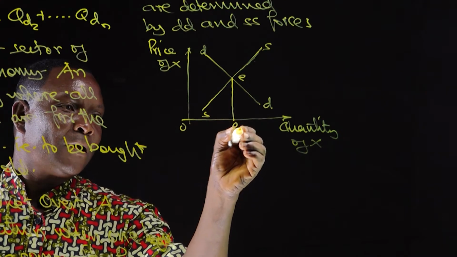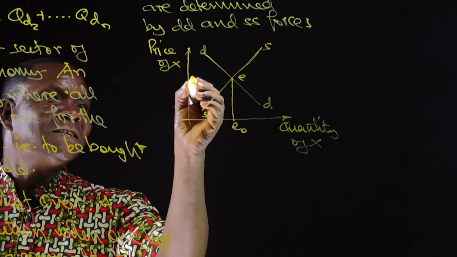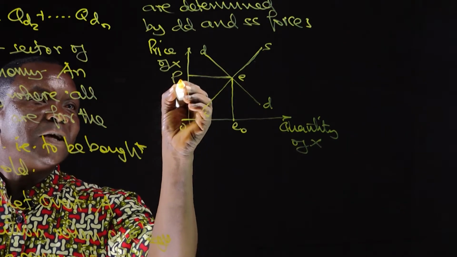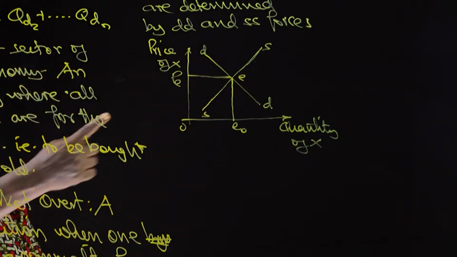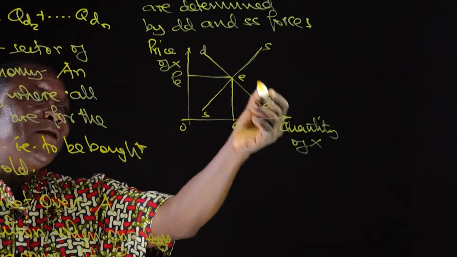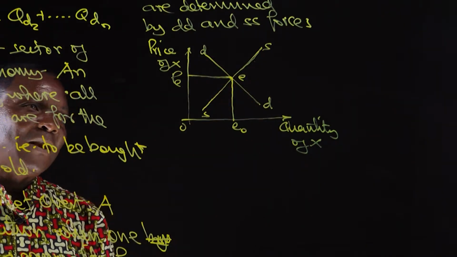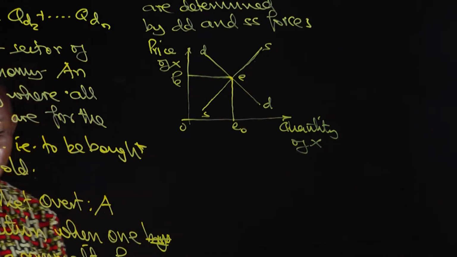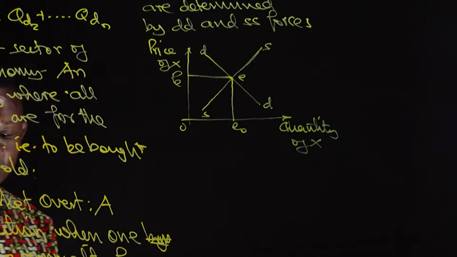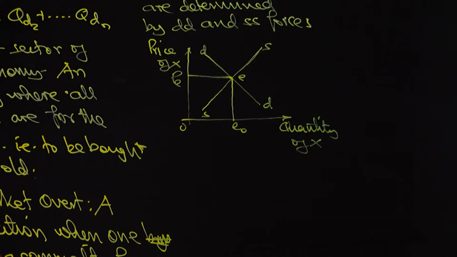This is the equilibrium quantity, and this is the equilibrium price. So when I was talking of a market price, it is a price formed by demand and supply forces, but this system where prices and allocation of resources are made through forces of demand and supply is known as price mechanism.